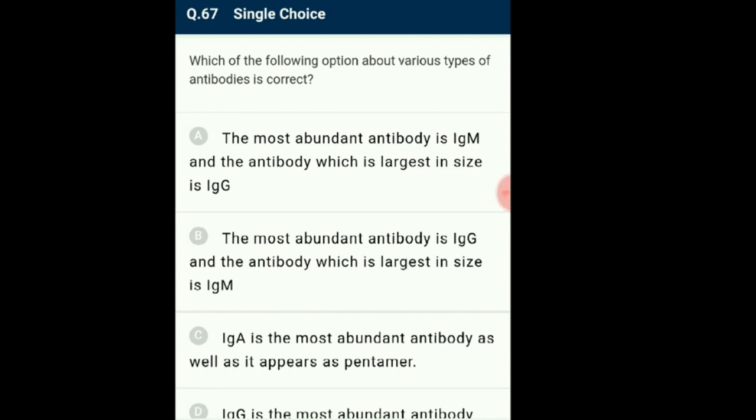IgM is the largest in size, 5 times greater than IgG. It is formed in the primary immune response. It is a pentamer of Y-shaped structures. So the answer for this question is option B. The most abundant antibody is IgG and the antibody which is largest in size is IgM. So the correct option is B.